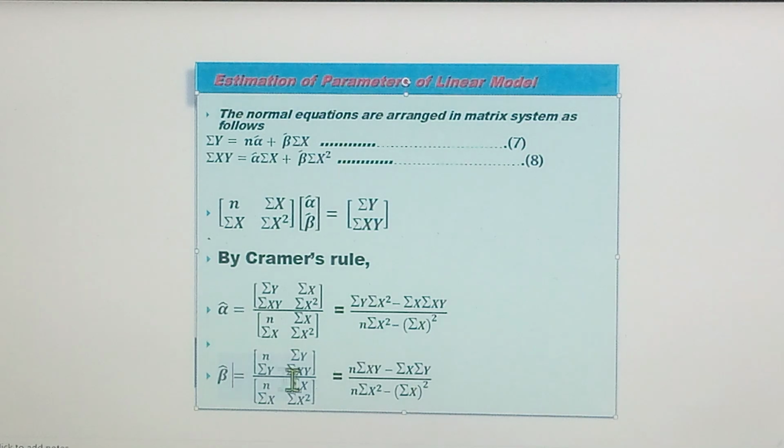So the same thing we have for beta cap. To get beta cap, we replace the second column of the original matrix by this summation y and summation xy, and then we perform the same operation we have done earlier for alpha to arrive at n summation xy minus summation x summation y, over n summation x square minus summation x all square.